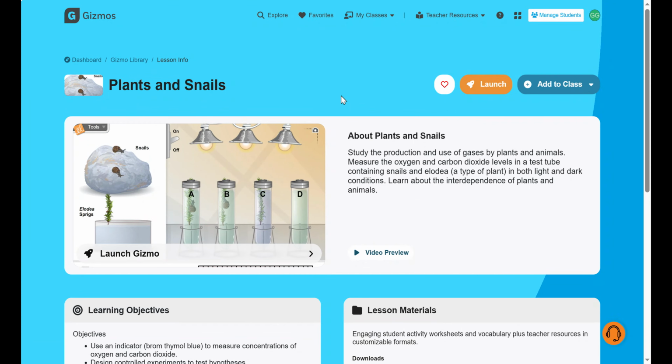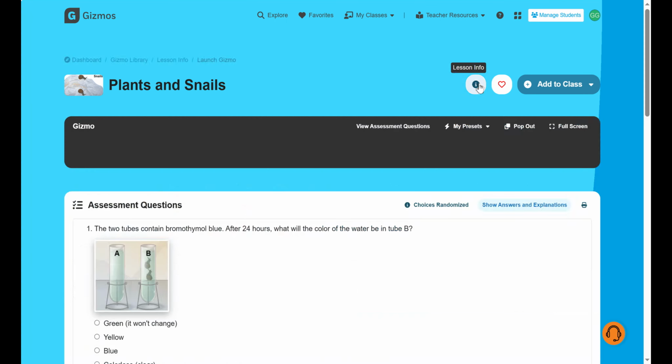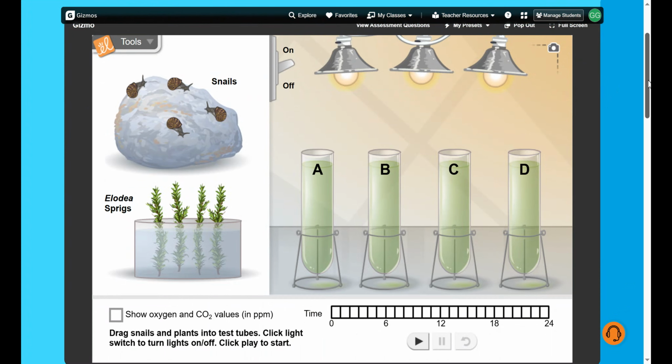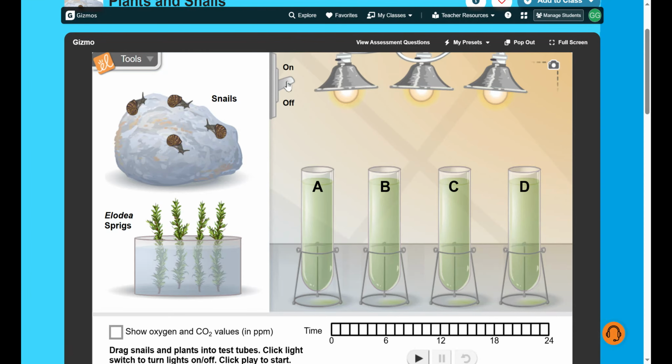Let's look at the plants and snail Gizmo as provided by Explore Learning. We'll launch our app here, and once the sim loads, we see a screen that's relatively simple. We have a light switch that controls 3 light bulbs above 4 test tubes.